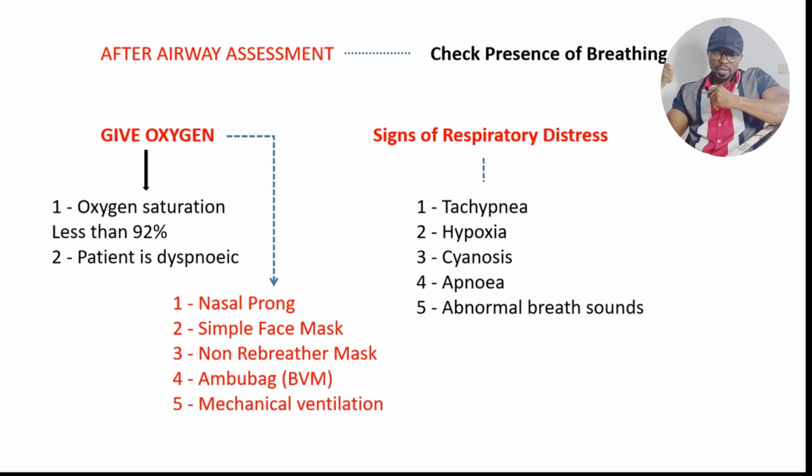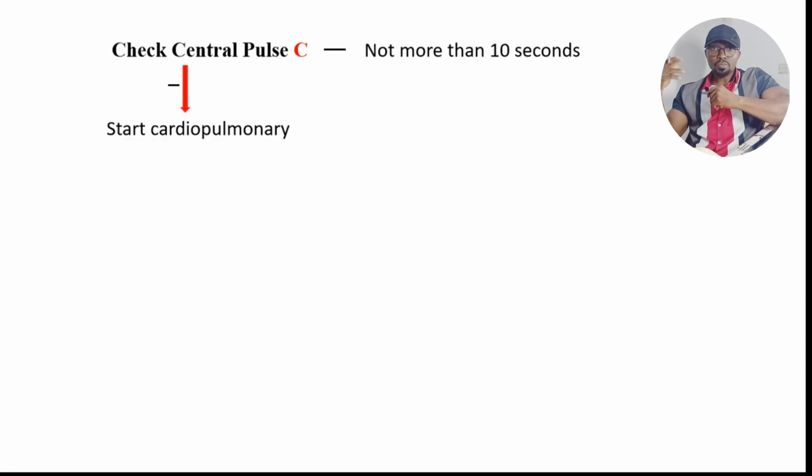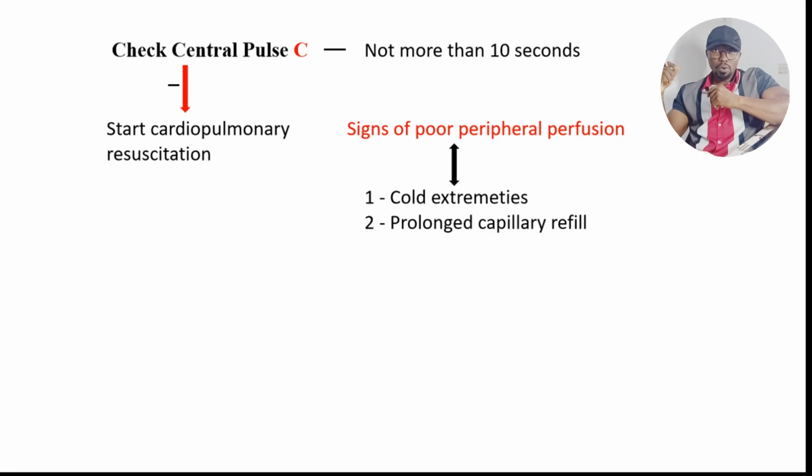Now, the next step is to check for a central pulse, for not more than 10 seconds. If the central pulse is absent, then it is very important to start cardiopulmonary resuscitation. You must assess for signs of poor peripheral perfusion, such as cold extremities, prolonged capillary refill, or a dry mucous membrane, and sometimes hypotension as well.